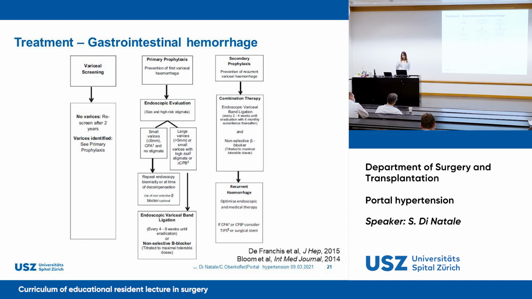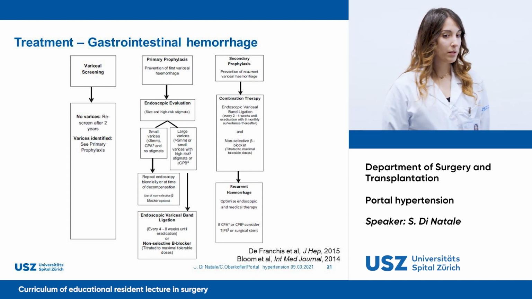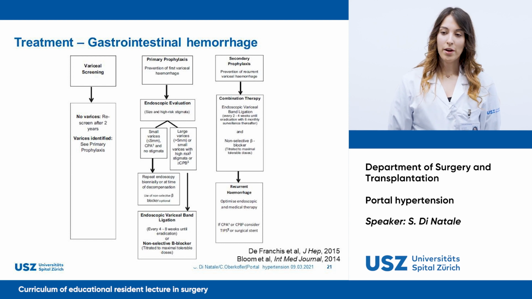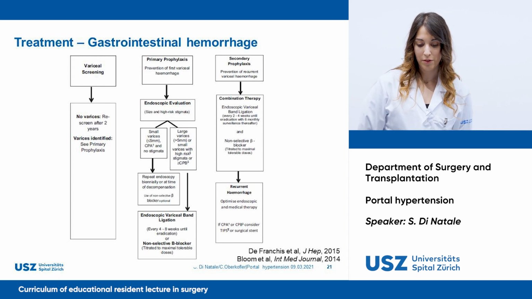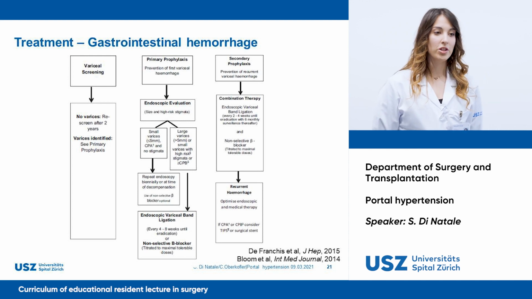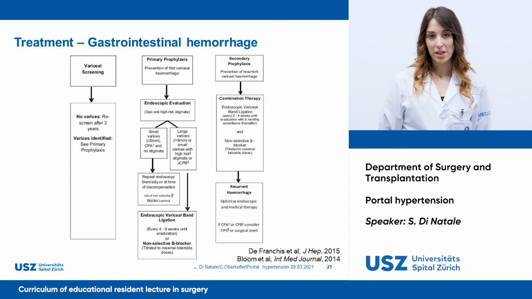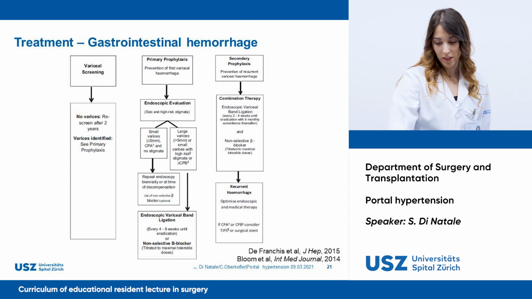If an index bleeding has occurred, secondary prophylaxis should be initiated to prevent a recurrent variceal bleeding. Combination therapy of endoscopic variceal band ligation and non-selective beta blockers is recommended, and in case of recurrent hemorrhage, an optimization of the medical and endoscopic therapy should be achieved, and a TIPS as well as a surgical shunt should be considered.